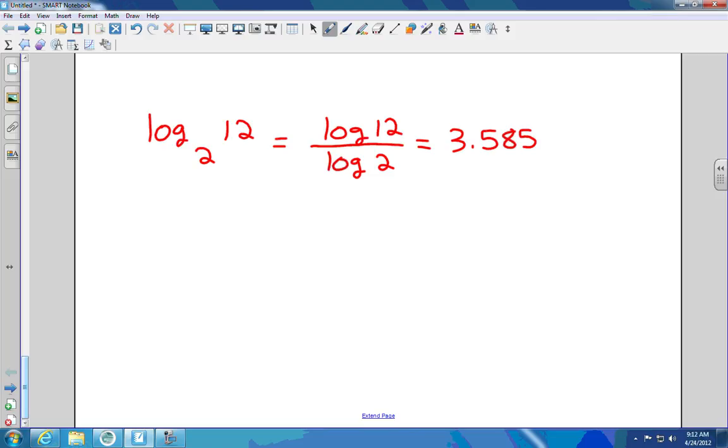Homework is 14 through 19. Starts on page 431. Through 19 on that page, and on the next page, 22 through 39.